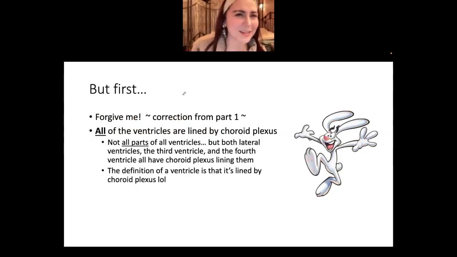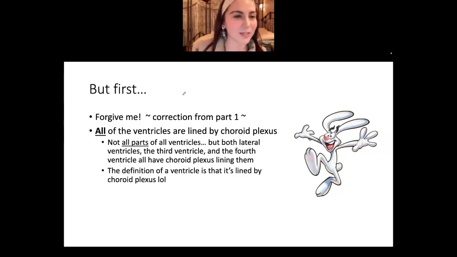It dawned on me recently that someone asked a question about the ventricle, I think the third ventricle, if it's lined by choroid plexus, and I said no, it's not. It is. All of the ventricles are lined by choroid plexus. That's the definition of a ventricle. But I think the confusion is that not all parts of all of the ventricles are lined by choroid plexus.